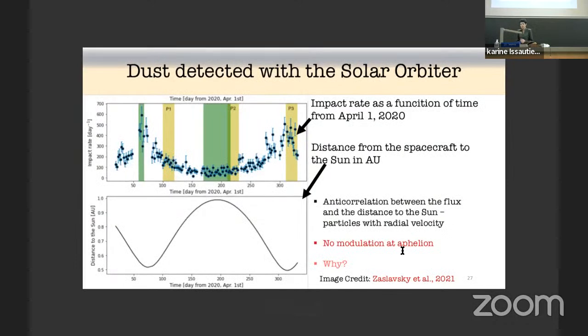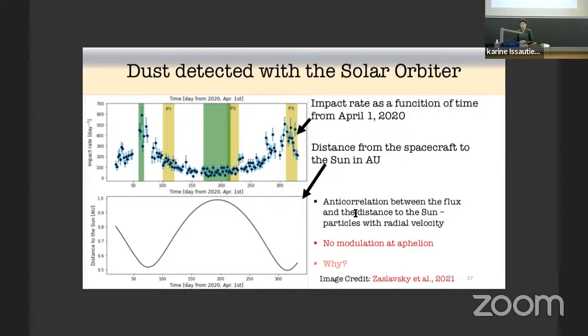And indeed, we did detect some dust in the first encounter from April 1st, 2020. Here is the impact rate per day, and this is representing the distance between the spacecraft and the Sun. The anti-correlation between the flux and the distance to the Sun tells us that we are observing particles with some radial velocity, which is okay. We expected to observe some beta meteoroids, so we are satisfied with that.